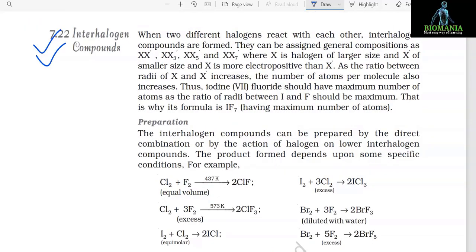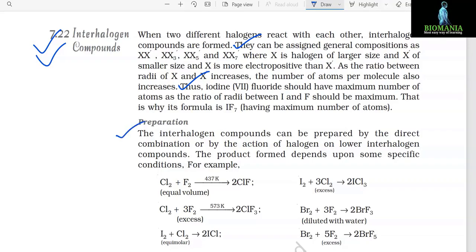7.22 Interhalogen compounds. When two different halogens react with each other, interhalogen compounds are formed. They can be assigned general composition as XX', XX'3, XX'5, and XX'7, where X is the halogen of larger size and X' is of smaller size, and X is more electropositive than X'. As the ratio between radii of X and X' increases, the number of atoms per molecule also increases. Thus, iodine heptafluoride should have the maximum number of atoms, as the ratio of radii between I and F should be maximum. That is why its formula is IF7, having the maximum number of atoms.